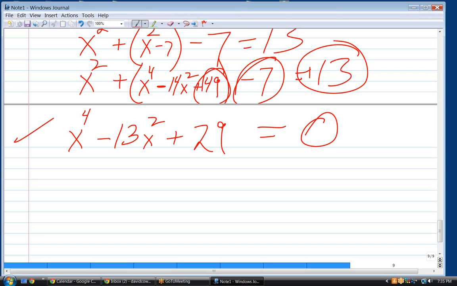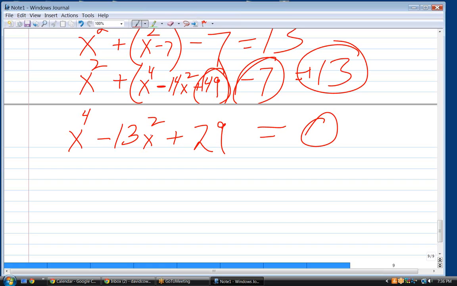I'm not sure. It is a quadratic in disguise. In other words, it's a quartic, but I can turn it into a quadratic. If this was factorable nicely, then I would just have x squared minus something times x squared minus something else. But since we don't have any factors of 29, I can't factor it normally. I'm going to have to use the quadratic formula.